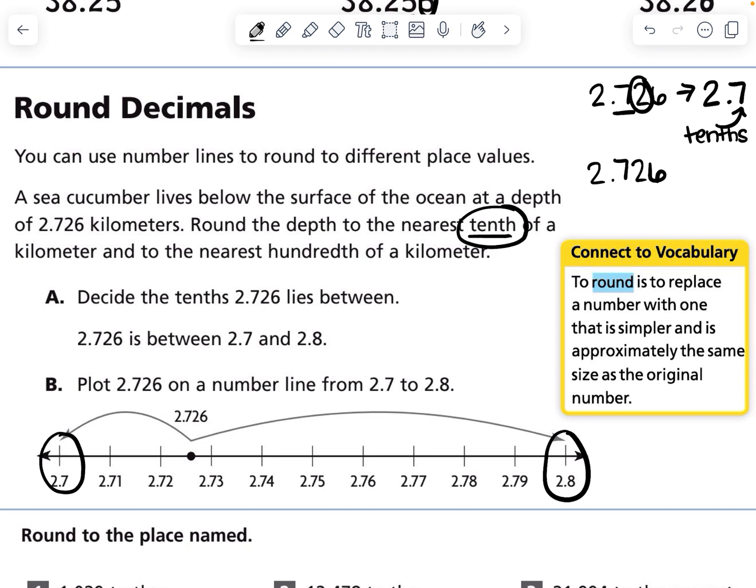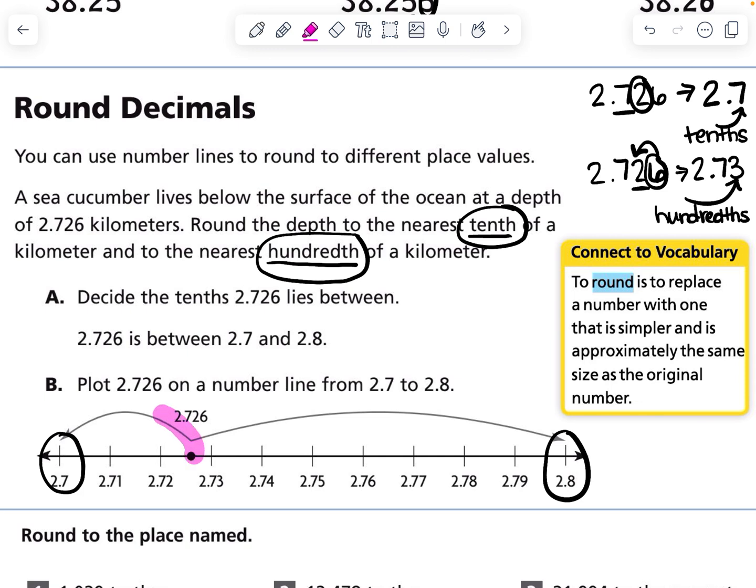If we take that same decimal and we round it to the nearest hundredth, find your number, look right next door. That 6 tells me to round my 2, so my answer is 2 and 73/100. Remember, the place value position you round it to will be the name that you give that place value position. You will see that each of these are located on your number line by saying this decimal rounded to the nearest tenth is 2.7, but when rounded to the nearest hundredth, it's 2.73.